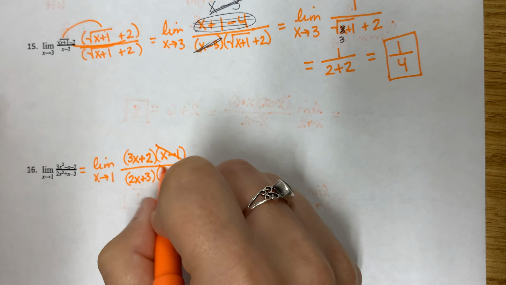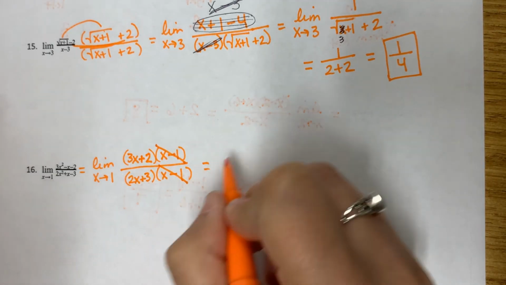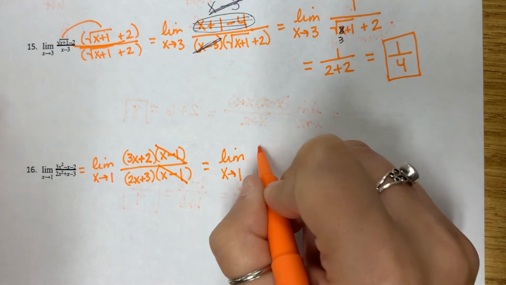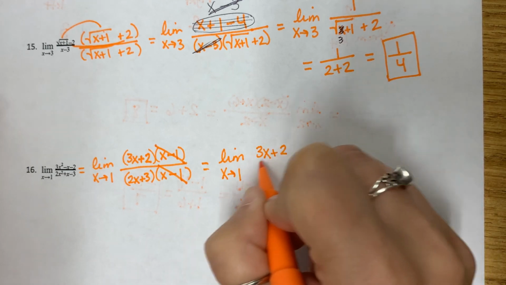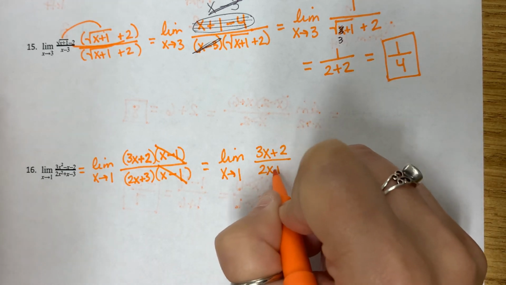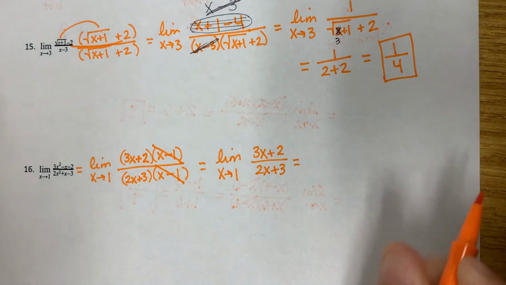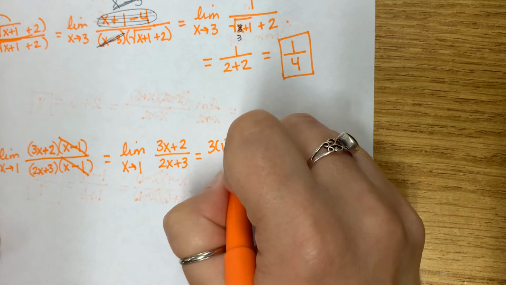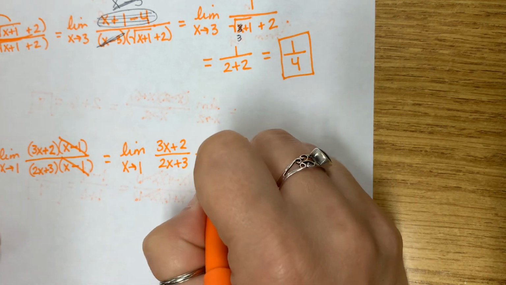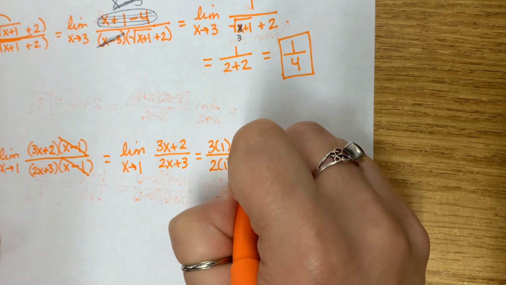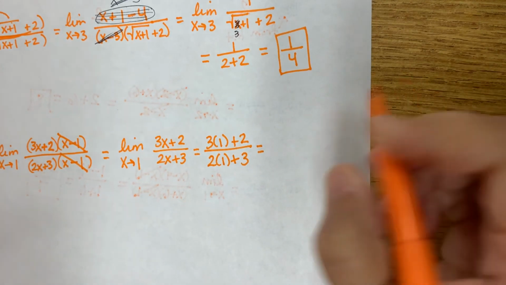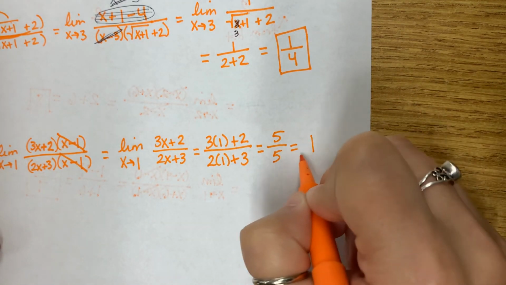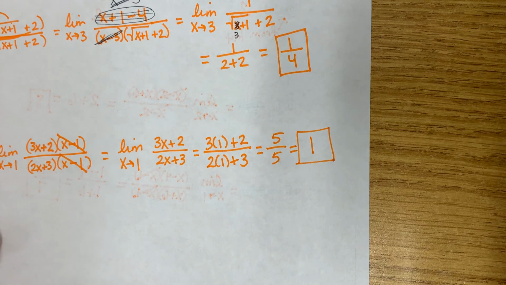Okay, so these cancel. So I have the limit as x approaches 1 of 3x plus 2 over 2x plus 3. Go ahead and substitute in at that point. So this is 3 times 1 plus 2 over 2 times 1 plus 3. So I get 5 over 5, or just 1.